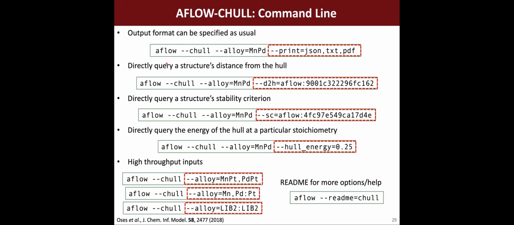You can actually directly query a structure's distance from the hull. This is going to give you all the results. If you just wanted to return back the distance of a specific entry from the convex hull, you feed in the AUID for that system, and you run DTH. You can get a stability criterion by feeding in the AUID. You can also get the energy of the hull at a particular stoichiometry.